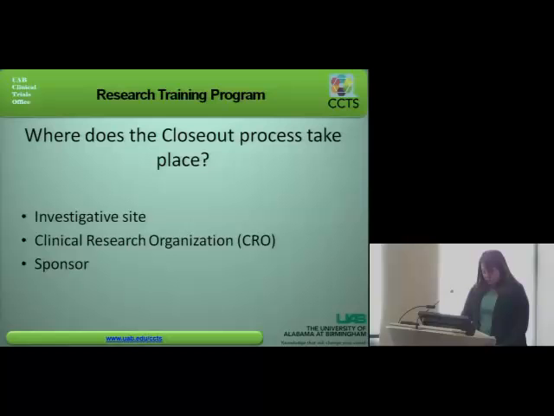The site is responsible for making sure that they answer queries. They follow up on any additional money due to the site, making sure that all data is entered, arranging the closeout monitoring visit, and drug accountability. The CRO organizes the closeout visit, provides the sponsor with the requested information, assists with data cleaning, and follows up with the site at the sponsor's request. The sponsor is responsible usually for the final database lock and the final study report to the FDA.